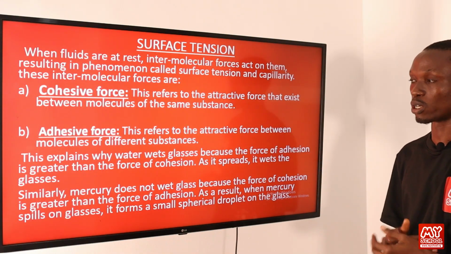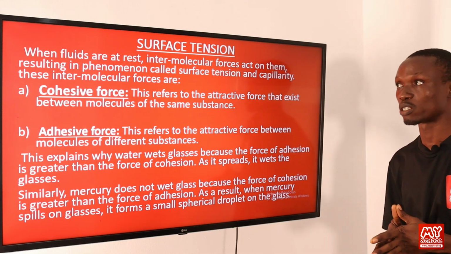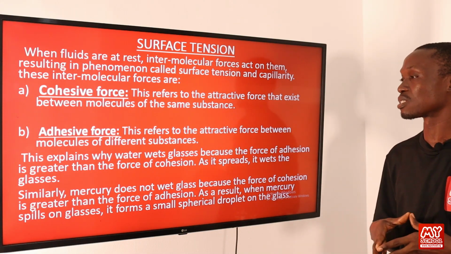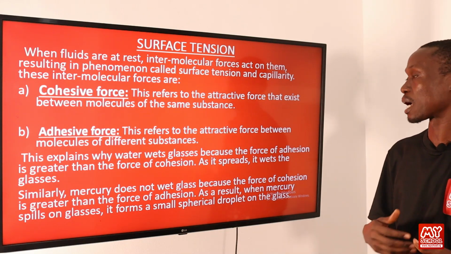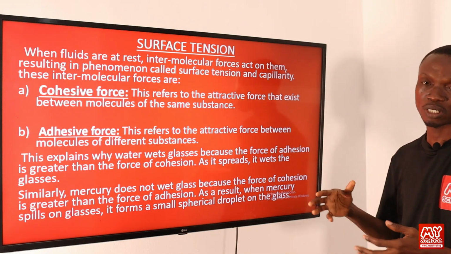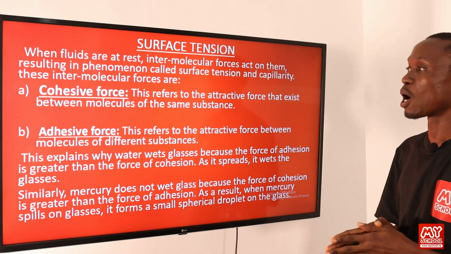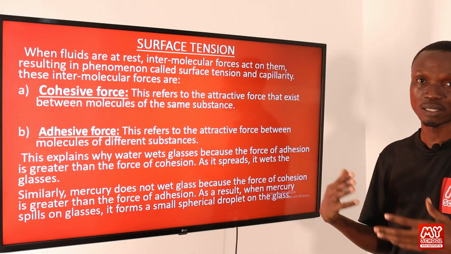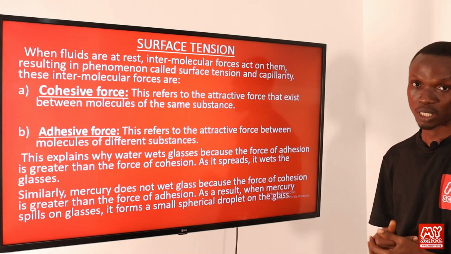So here we are going to be talking about surface tension, which is also an important topic in physics. When fluids are at rest, intermolecular forces act on them, resulting in phenomena called surface tension and capillarity. These molecular forces are cohesive force and adhesive force. So what do we mean by cohesive force? Cohesive force simply refers to the force of attraction that exists between molecules of the same substance.